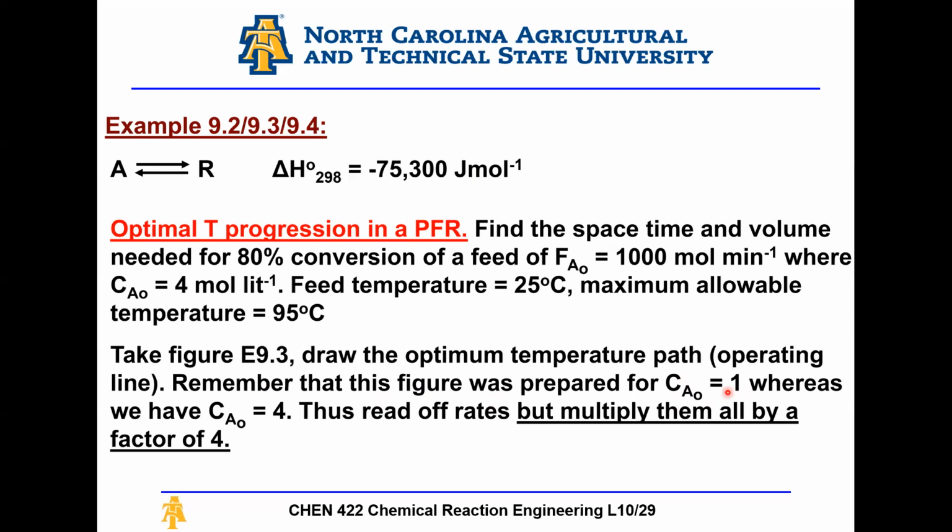So this chart is valid for this type of reaction, for any type of concentration. However, I need to correct it for the new initial concentration. This figure was prepared for CA naught equals 1, whereas we have CA naught equals 4. So you can read off the rates, but you need to multiply them by a factor of 4.